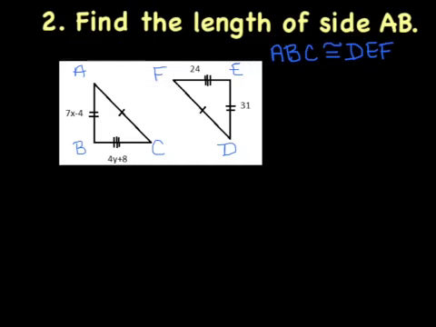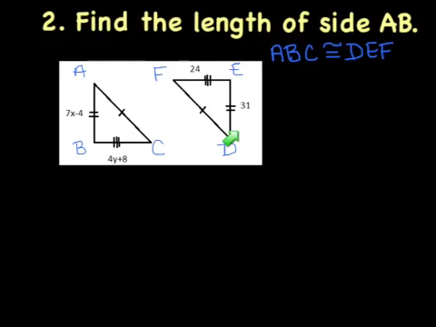Okay, problem 2. Find the length of side AB. So we're looking for this. Okay, we know it's 7x minus 4, but we need to know the actual length. So we need to find x. We have our congruency statement. So we know that side AB is congruent to DE. Okay, that's the order. So AB goes with DE.